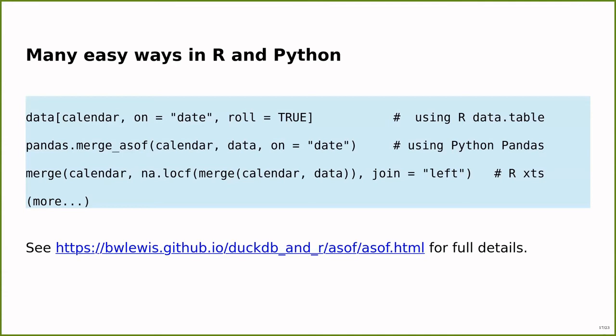You can use data.table to do the rolling join approach, the non-equality kind of rolling join. Pandas has a merge_asof function, which is conceptually the same as data.table's rolling join. And then another way to do it in R is to use the xts package. The xts package can solve this problem in a number of different ways, but here I'm using that piecewise constant, outer join approach. And that link there shows you lots of detail on this problem.